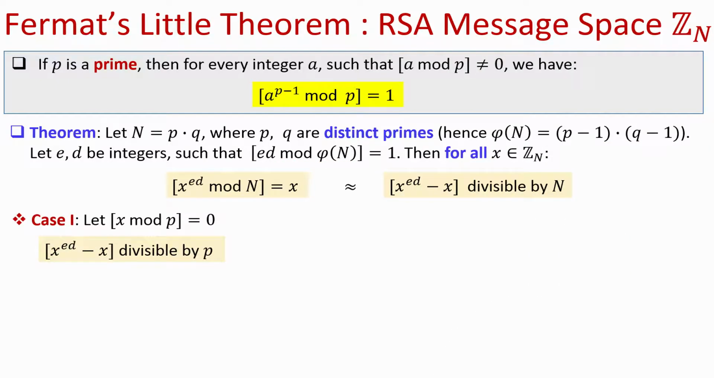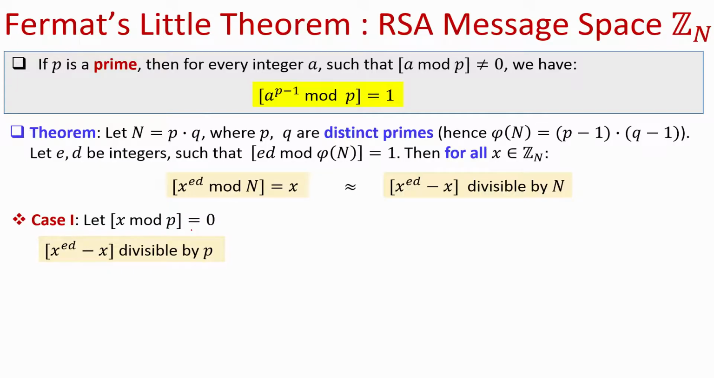So, we take case 1. What we are going to do in this proof is prove certain properties with respect to x modulo p, and symmetrically we are going to prove similar properties with respect to x modulo q, and then we will combine these two properties to arrive at the proof of this theorem. So, let us first consider case 1 where we are going to see the properties of x modulo p, and we can have two sub cases here.